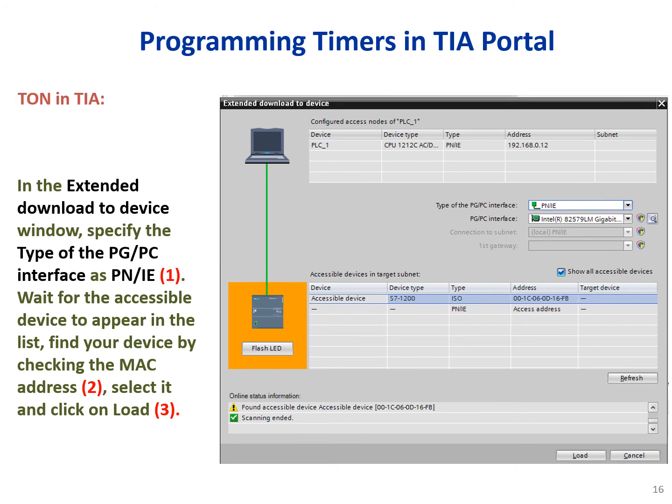In the extended download to device window, specify the type of the PG/PC interface as PN/IE. Wait for the accessible device to appear in the list here. Okay, so you see the MAC address also. Find your device by checking the MAC address, selecting it, and click on load.